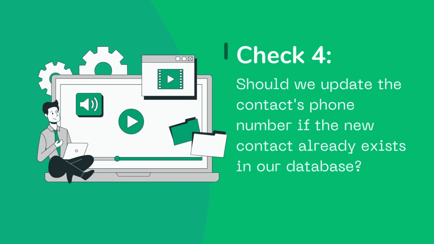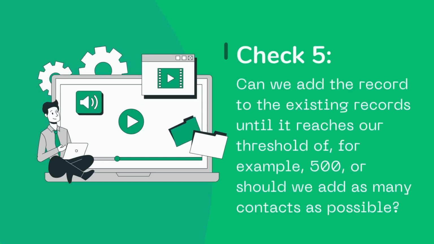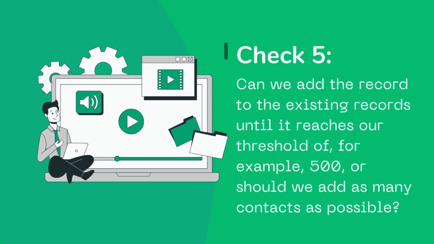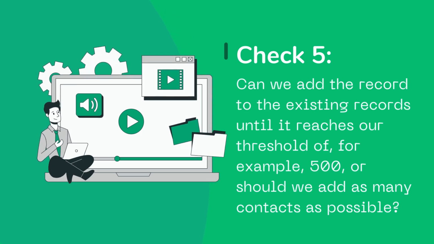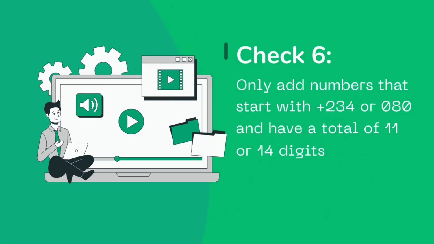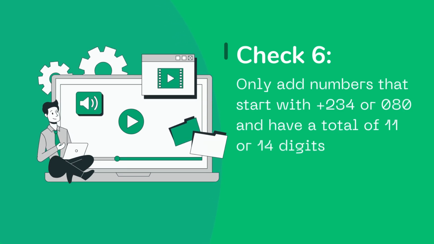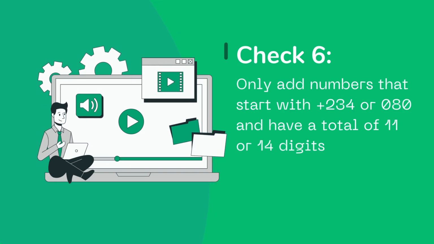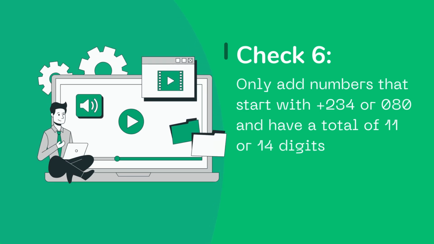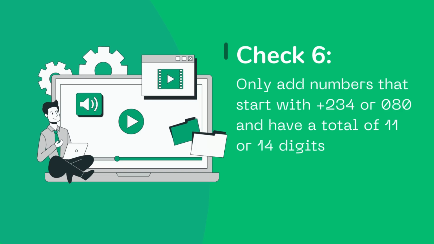We will use either the phone number or name to check if it exists. Check 5. Can we add the record to the existing records until it reaches our threshold, for example 1000, or should we add as many contacts as possible? Check 6. Only add numbers that start with 234 or 080 depending on the country that you are in, and have a total number of 11 or 14 digits. This way they will filter a lot of fake numbers that are not part of the system.